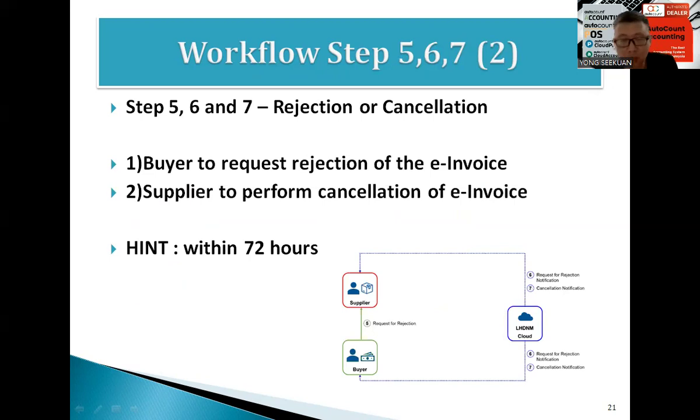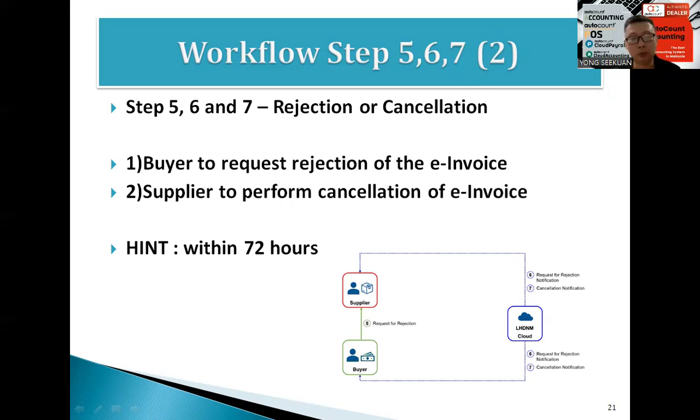So you need to know one rule called 72 hours. This is a very important rule. Why? 72 hours is 3 days. Let's say you issue the invoice on Monday. Then Thursday will be more than 72 hours. So you will not be able to do any rejection or cancellation after 72 hours. You can only issue a CN or DN to adjust this invoice.